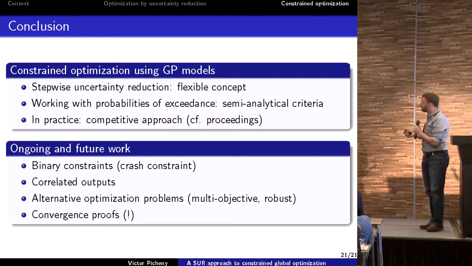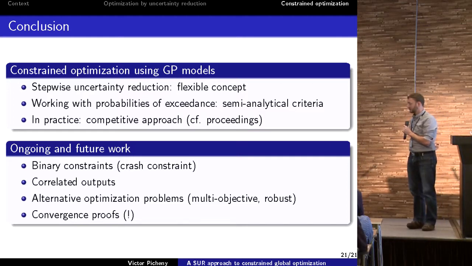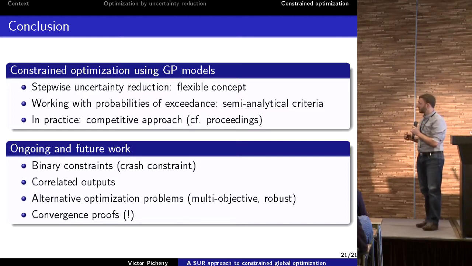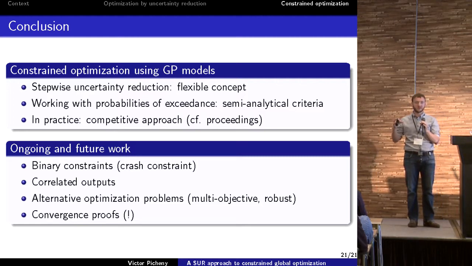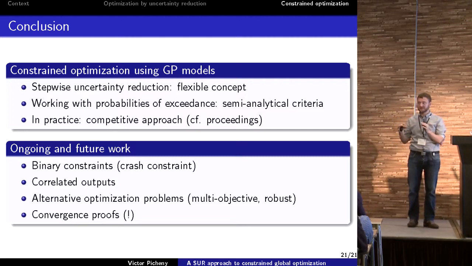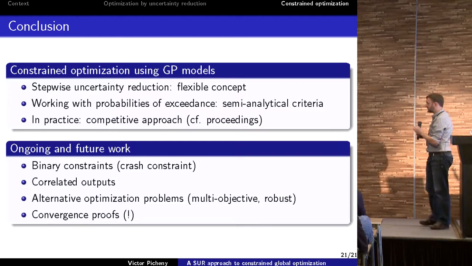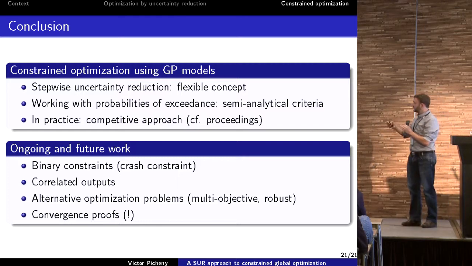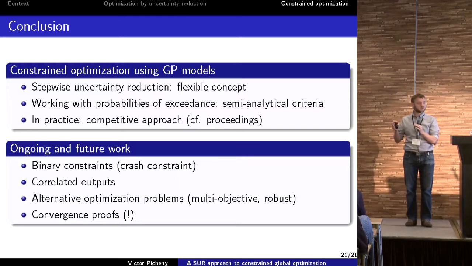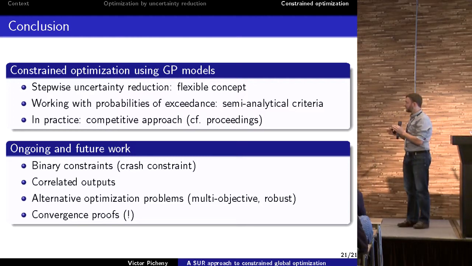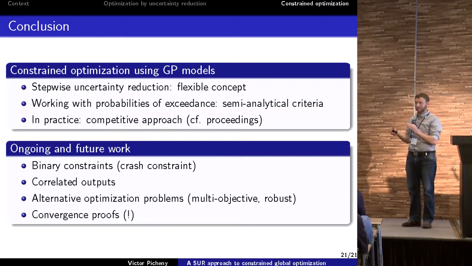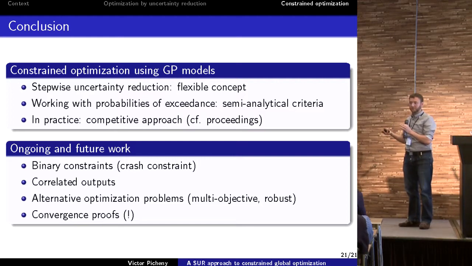So I proposed you a way to do global constrained optimization using Gaussian process models by stepwise uncertainty reduction. I looked at volumes of excursion sets, and I reduce it step by step until I have a volume equal to 0. That means I have solved my optimization problem. It's quite a flexible concept, and it's very easy to adapt it to constrained optimization. I just change the volume of interest. So it's very easy, and it's automated. I don't have any trade-off with the parameters or something like that.